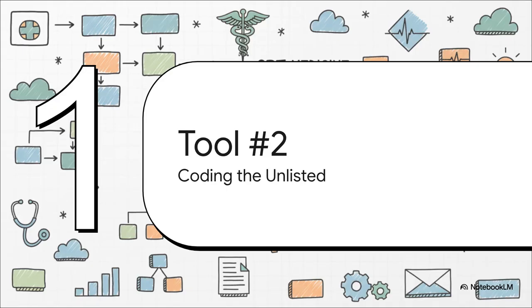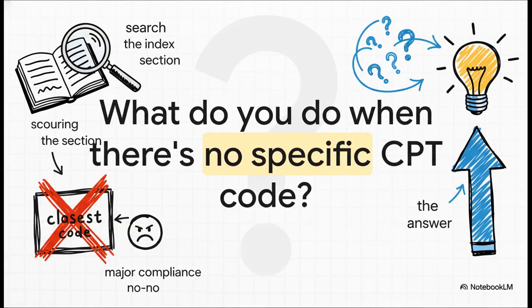Awesome. Now let's grab tool number 2, coding the unlisted. This is your game plan for when you come across a service that's so new or so rare, it doesn't even have its own code yet. So what do you do? You've searched the index, you've flipped through the whole section, and nothing. There is no code that actually describes what the physician did.